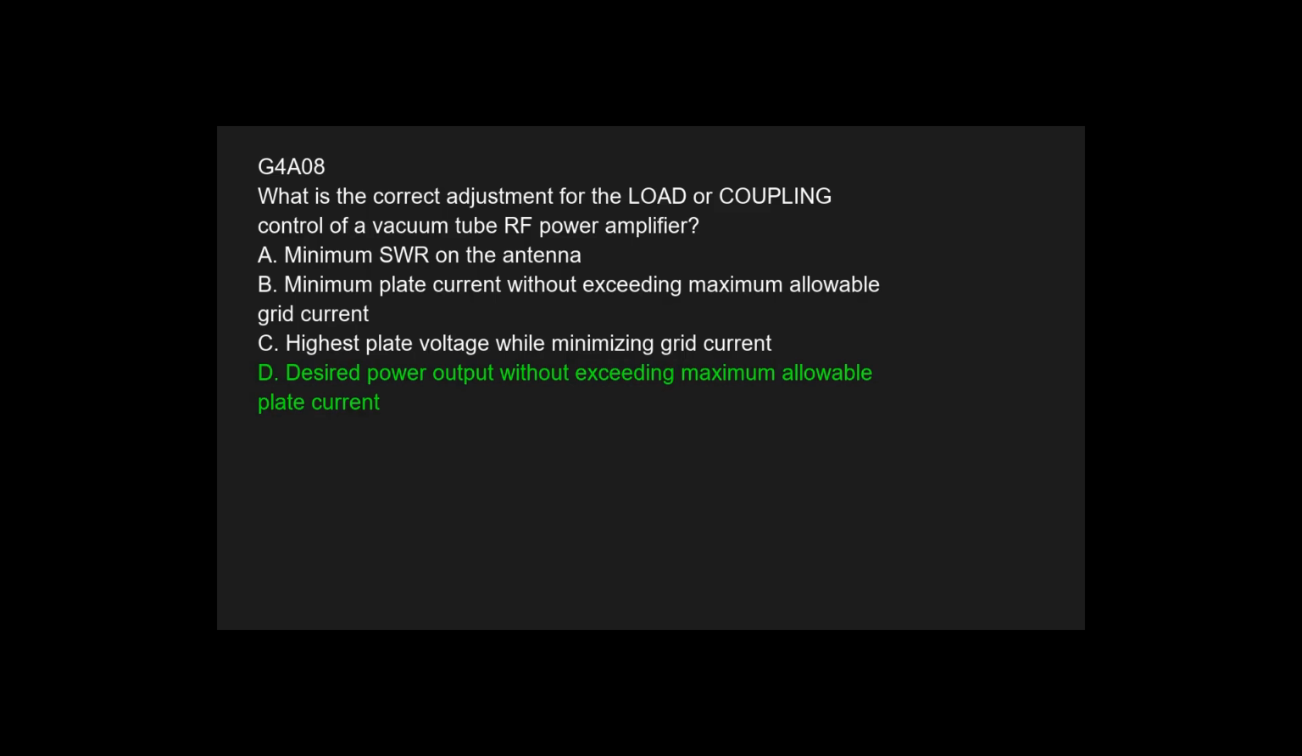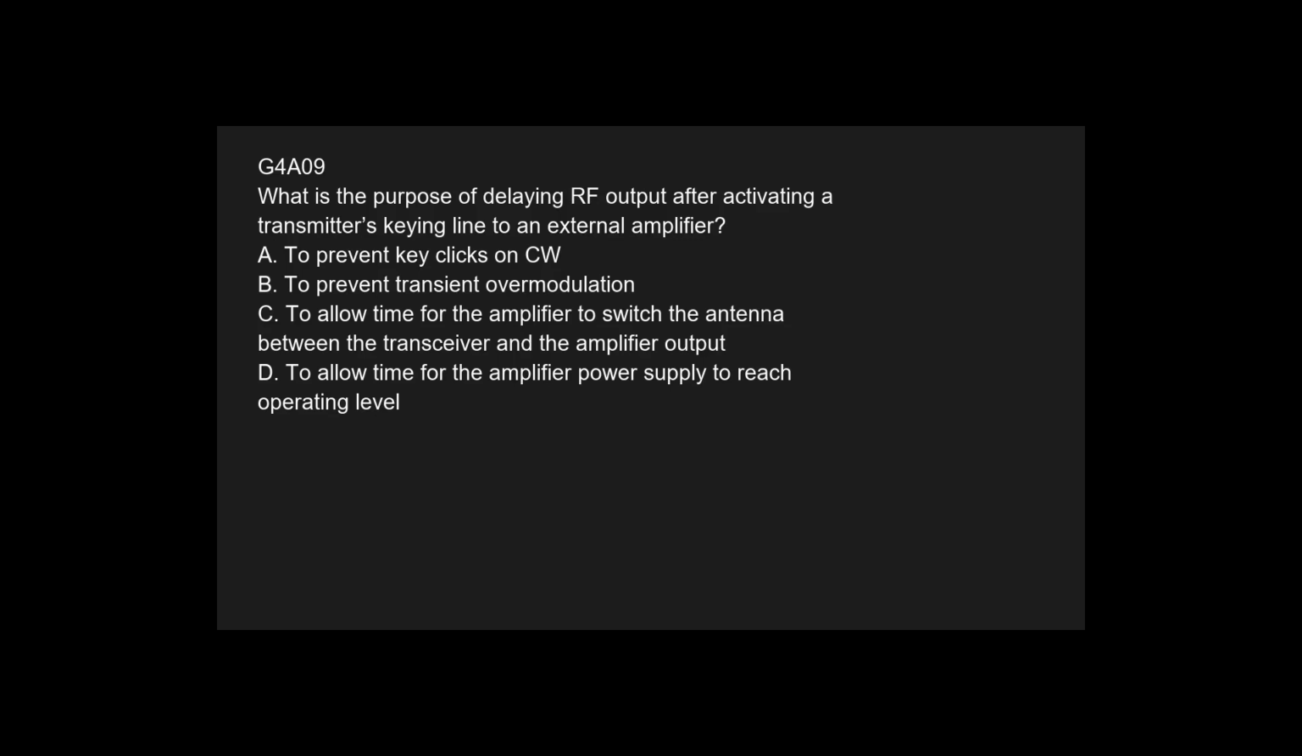The correct answer is D. Desired power output without exceeding maximum allowable plate current. Question: what is the purpose of delaying RF output after activating a transmitter's keying line to an external amplifier?